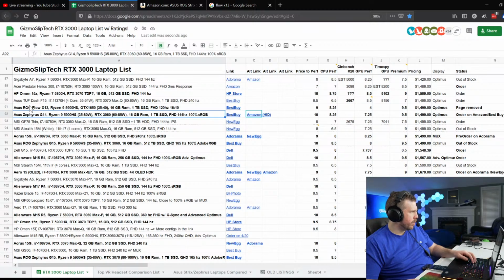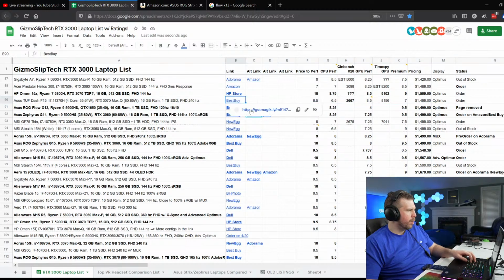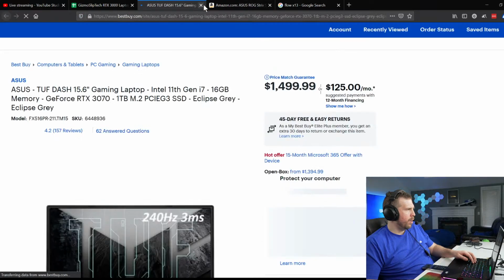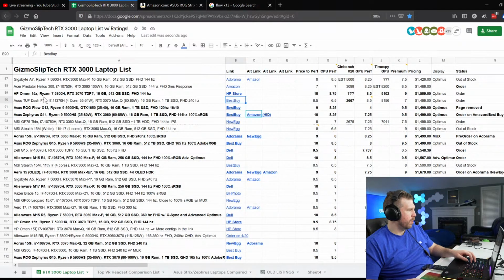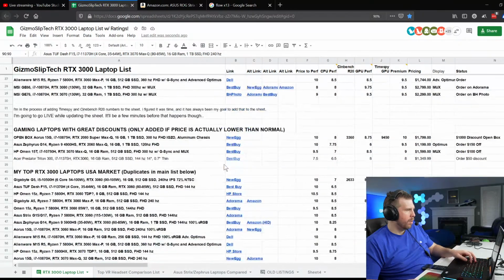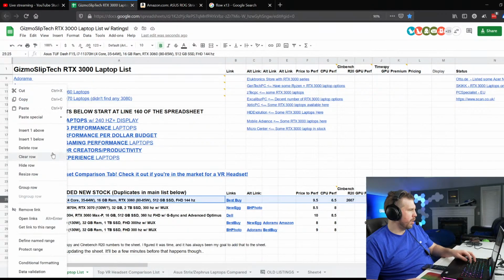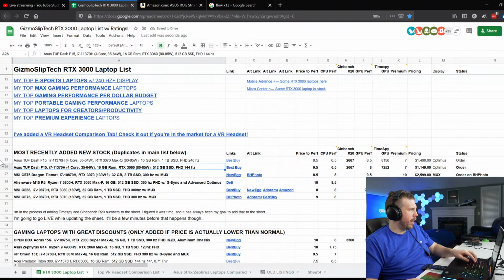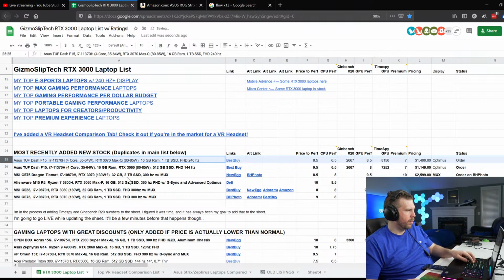Best Buy Asus Tough Dash. Let's see if this is still in stock. It is, okay. So it looks like the Tough Dashes came into stock today. They've been out of stock for a little while.